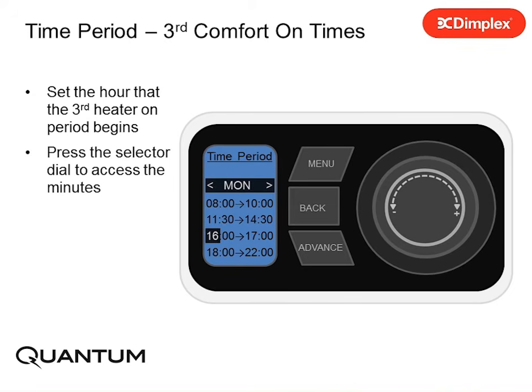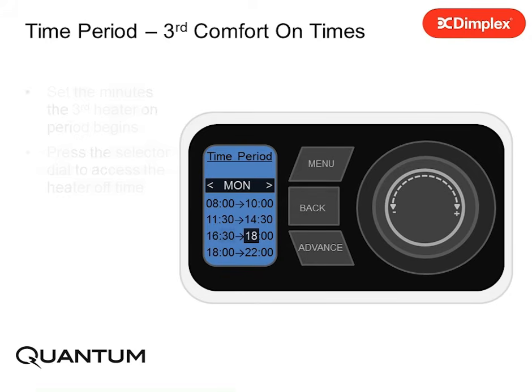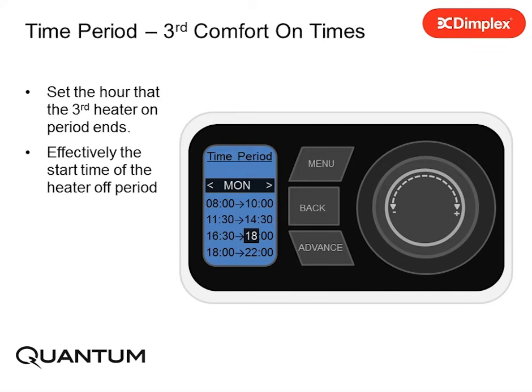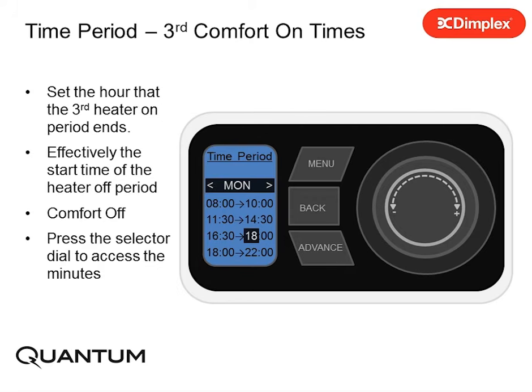Set the hour that the third heater on period begins. Press the selector dial to access the minutes. Set the minutes that the third heater on period begins. Press the selector dial to access the heater off time. And set the hour that the third heater on period ends, effectively the start time of the heater off period, and comfort is off. Press the selector dial to access the minutes.